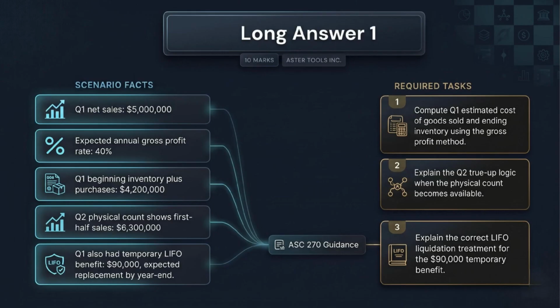Long answer 1 gives the Aster tool scenario. You need to handle three tasks: compute Q1 estimated cost of goods sold and ending inventory, explain the Q2 true-up when the physical count becomes available, and explain the temporary LIFO liquidation treatment. Before looking at the model, separate the gross profit calculation from the LIFO issue. They are related, but they are not the same scoring point.